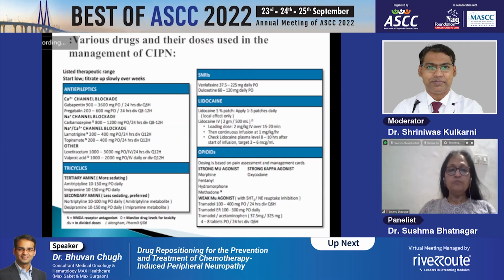Next slide, please. So basically, this is an overview of various drugs and their doses used in the management of CIPN. Anticonvulsants or anti-epileptics, such as calcium channel blockers and sodium channel blockers, are commonly used drugs that we use as medical oncologists. These are actually pregabalin and gabapentin. And to a certain extent, we go up to tricyclic antidepressants (TCA) such as amitriptyline or nortriptyline, and in certain situations we also use SNRIs, that is serotonin norepinephrine reuptake inhibitors, that is duloxetine. Next slide, please.